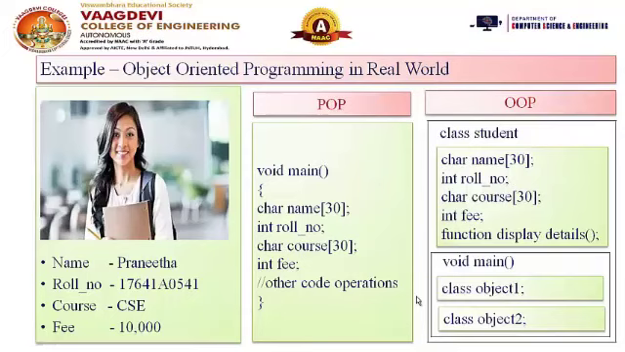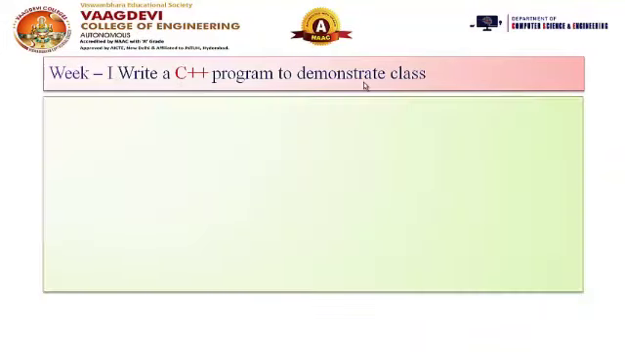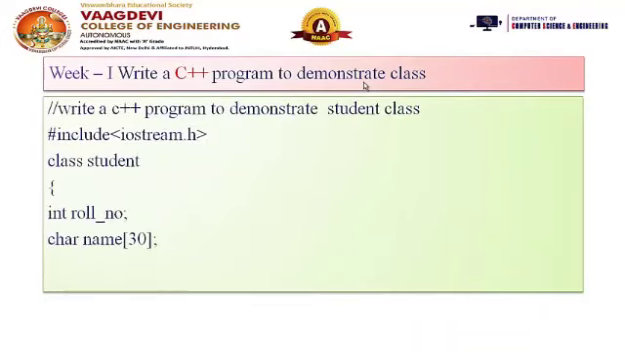Now, let us see a program to demonstrate the student class. This is a week 1 program in data structures through C++. The C++ program begins with #include iostream.h. It is a predefined library function. The header file iostream should be included at the beginning of all the C++ programs that use input-output statements.